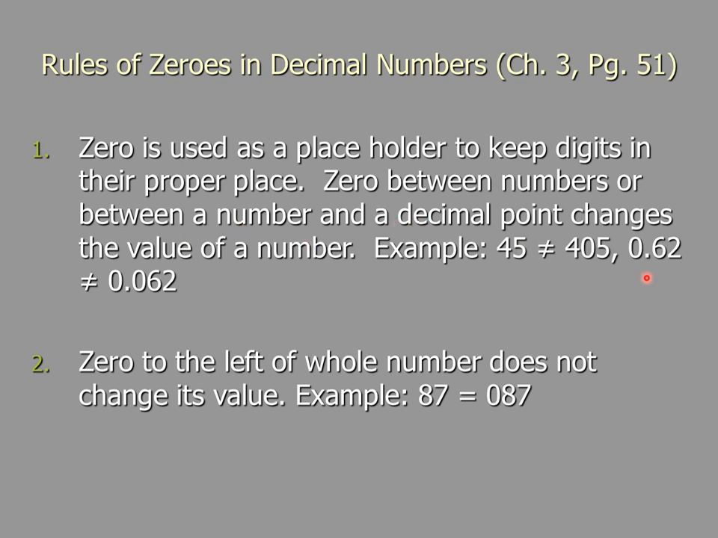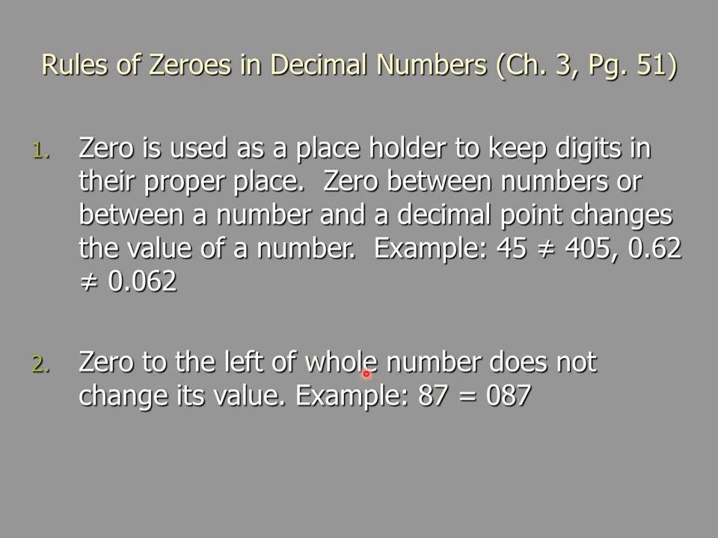A 0 between numbers, or between a number and a decimal point, changes the value of the number. For example, you see here, this 0 is quite important, right? Because otherwise the number 405 becomes 45, right? Without this 0. And same is here. You see, this 0 is basically changing the whole number to much less. Like 0.62 is much higher than 0.062. And that happens just because of this 0, because this 0 is changing the position of 6 and 2.